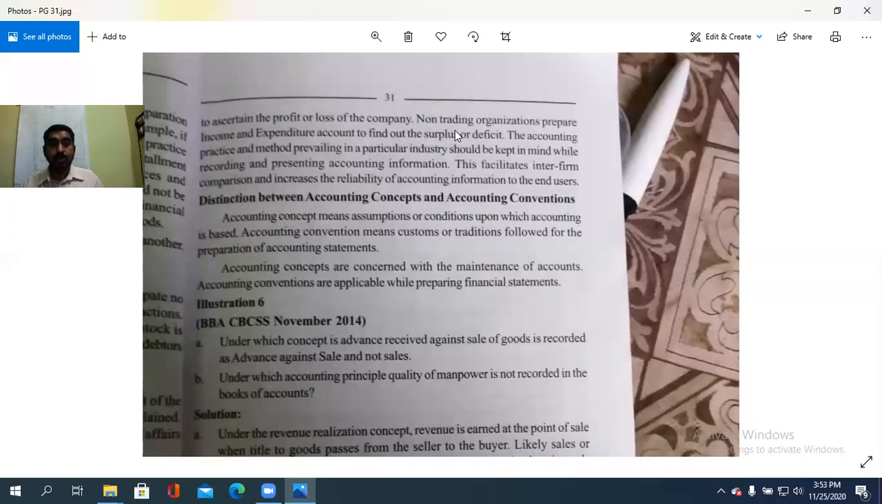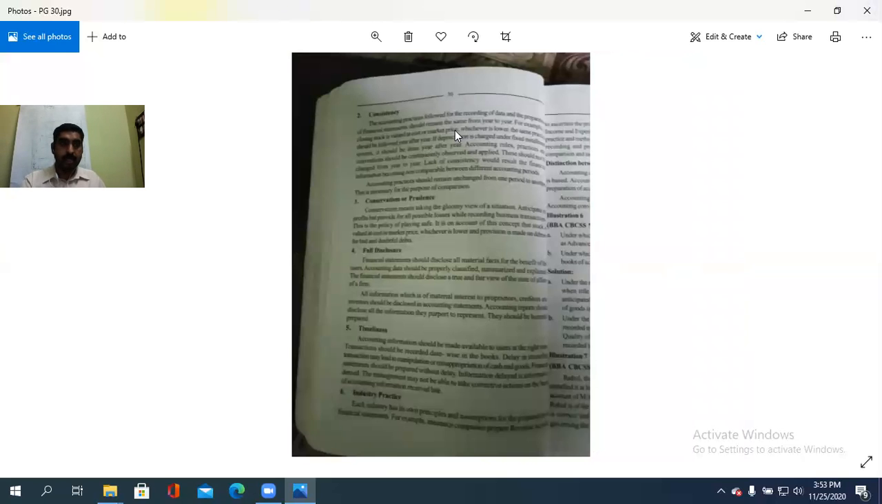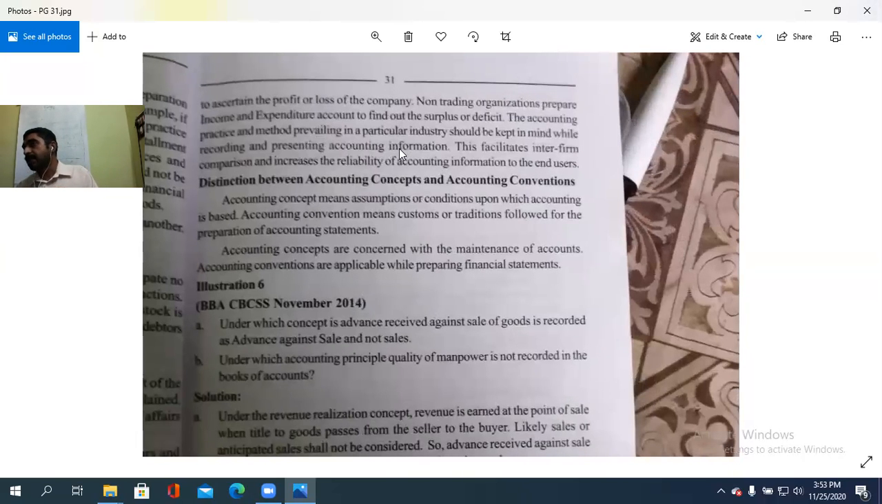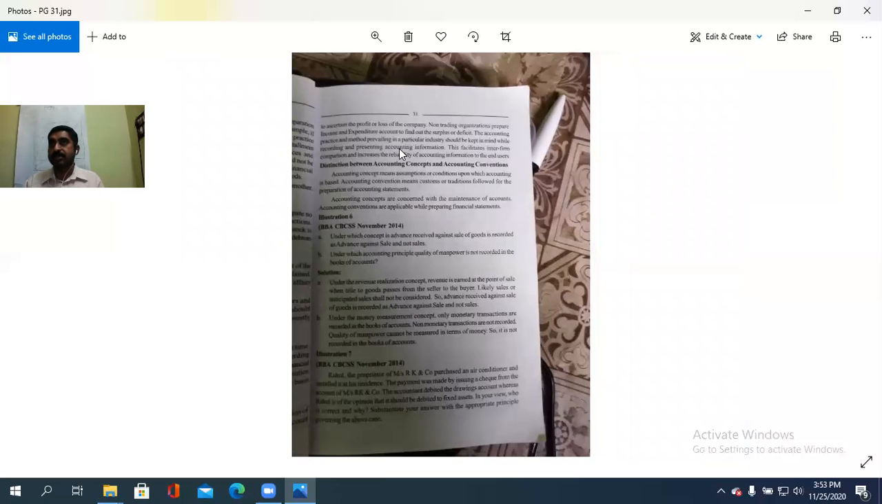So that is the case with regard to which one? Industrial practice. So these are the conventions. So materiality, consistency, then conservatism or prudence, then full disclosure of the material facts, then timeliness and industrial practice. So these are the accounting concepts and conventions. Some books separate this into 4 types, but this is the actual topic. The concepts, I think it is 10, and conventions, I think it is 5 or 6: materiality, consistency, conservatism, full disclosure, timeliness, and industrial practice.